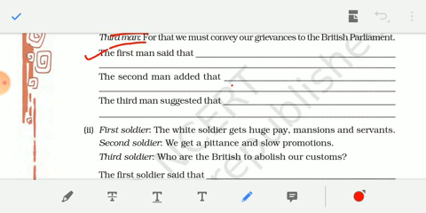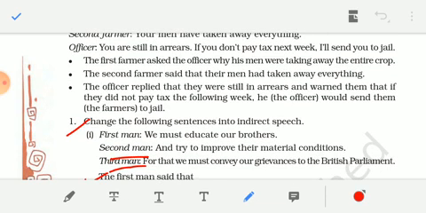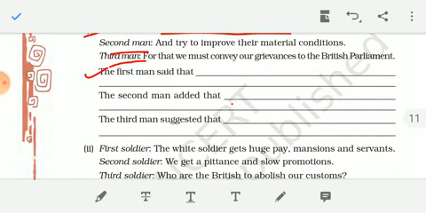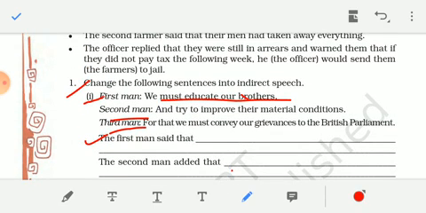See here the first sentence, we must educate our brothers. So what will it be in indirect speech? Whenever we change, we have to say the first man said that. So here, what will be the answer? The first man said that they must educate their brothers. Remember that here it is written our brother, so it will change into their brother. Our brother, their brother. So the answer is: the first man said that they must educate their brothers.